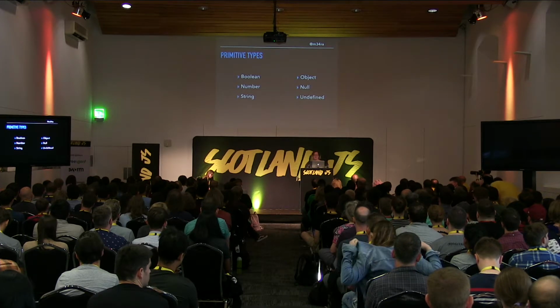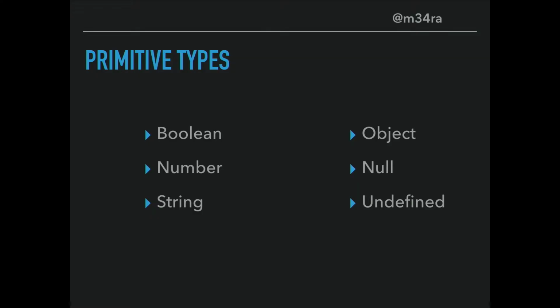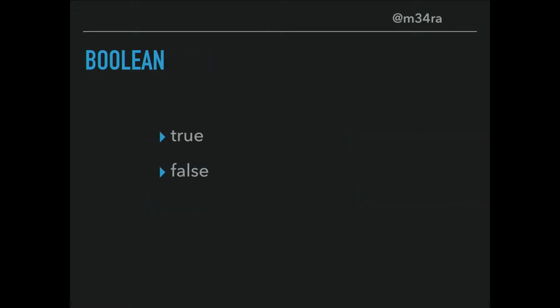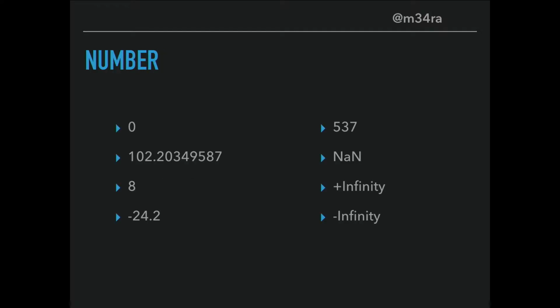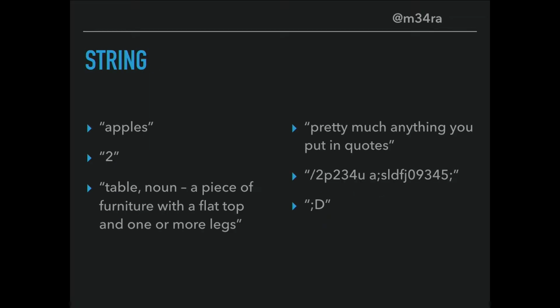JavaScript has 6 primitive types, basically the building blocks of the language, and we're just going to breeze through them. The first primitive type is a Boolean, and a Boolean can be only one of 2 things, which is true or false. We also have numbers. In JavaScript, we don't distinguish between integers and floats, and we also have a few special things. There's plus and minus infinity, which we're not going to worry about for the purposes of this talk. And then this thing called not a number, which is what this NaN stands for. Fun fact, if you call typeof on not a number, you get number, which is hilarious. It's not a number, but it's a number.